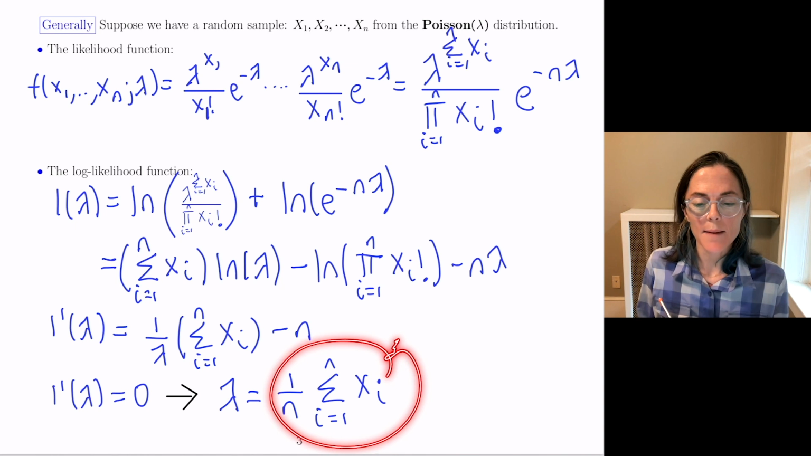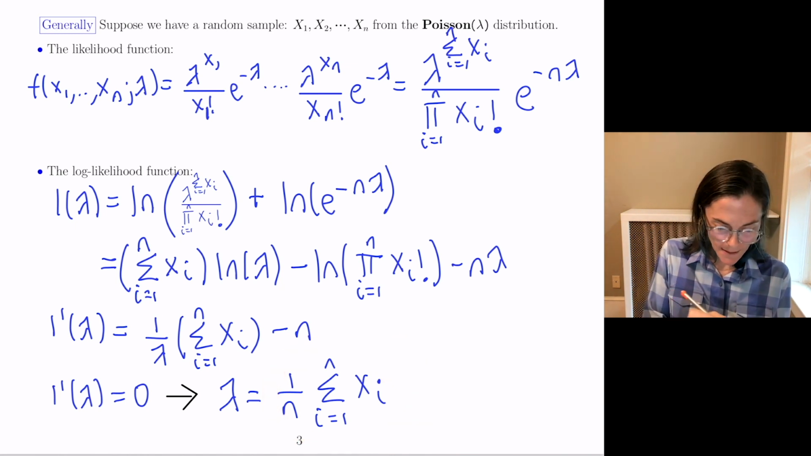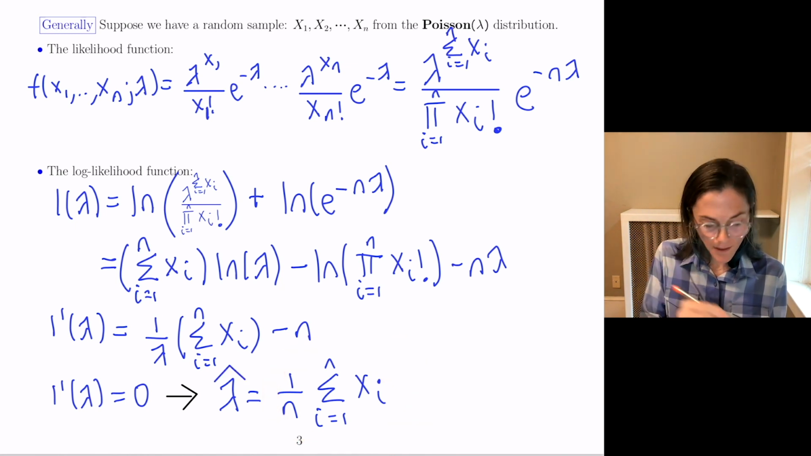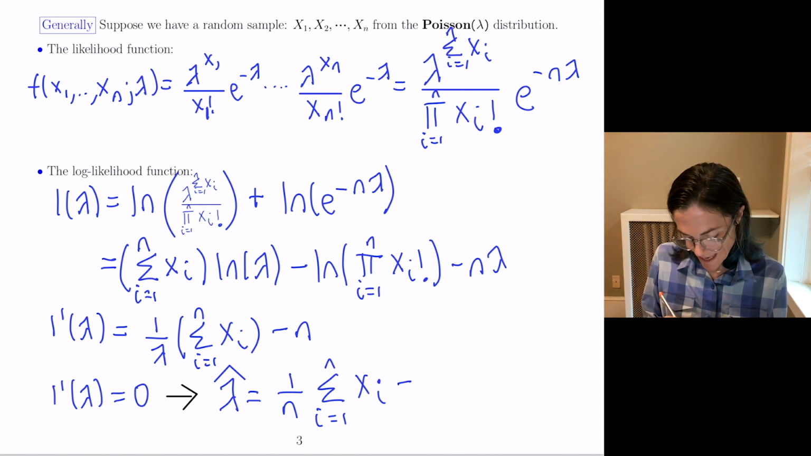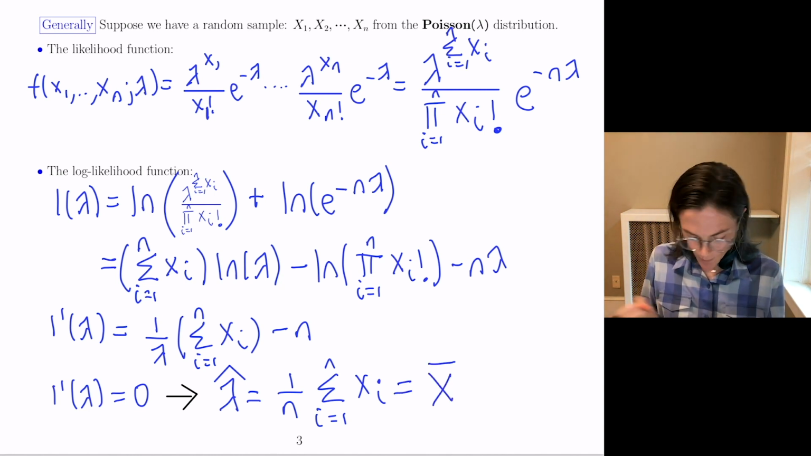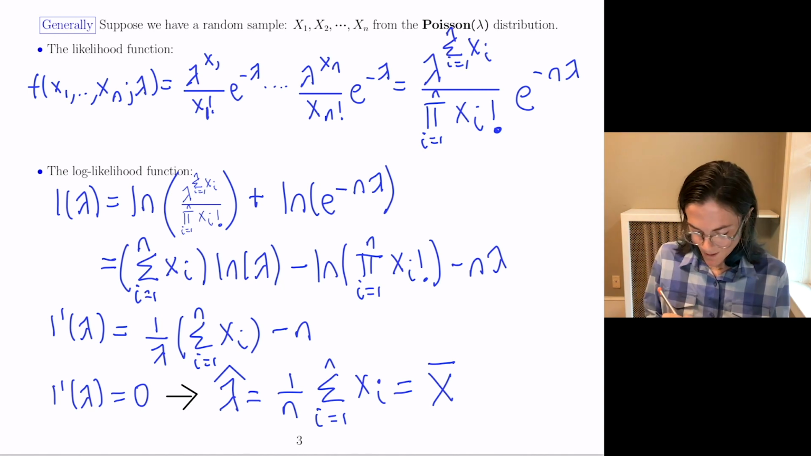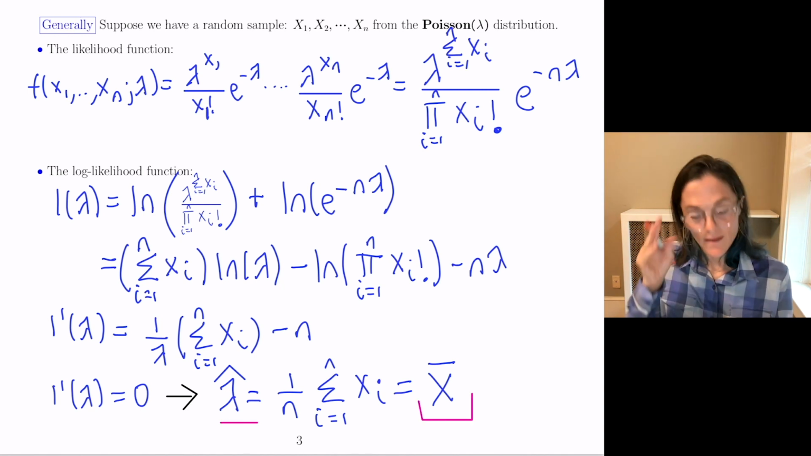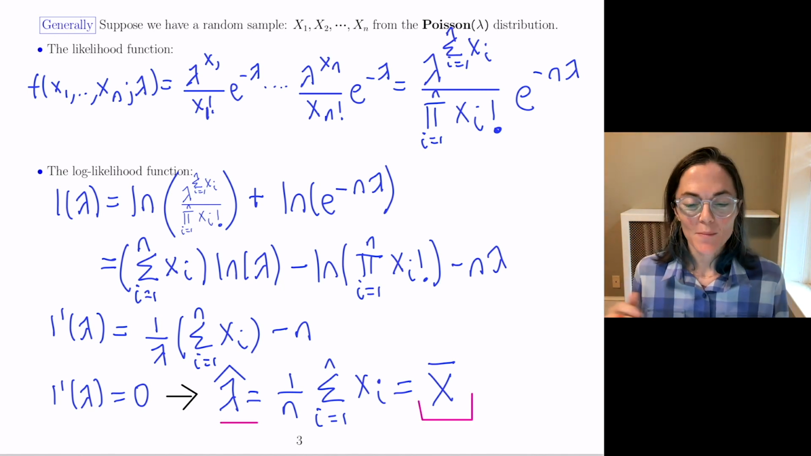Well, this is just the sample mean. So we get that our MLE estimator, lambda hat, is just the sample mean, x bar, when we're working with Poisson random variables.